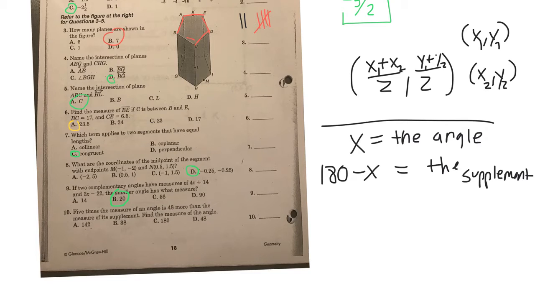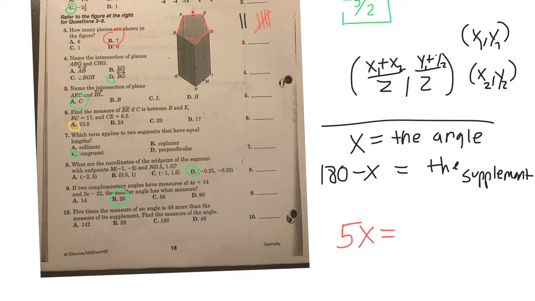And basically, you could set up an equation based off of what they say here. So we have 5 times the measure of an angle. So that's 5x. And then it says "is." Now "is," in algebra land, means equals. So 5 times the measure of an angle is 48 more than the measure of its supplement.